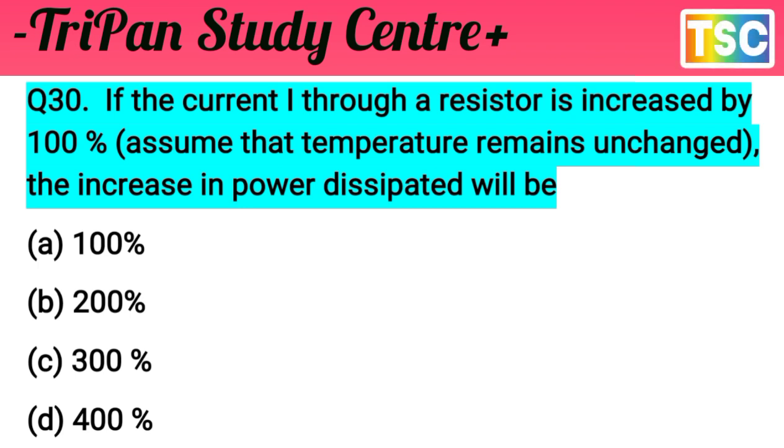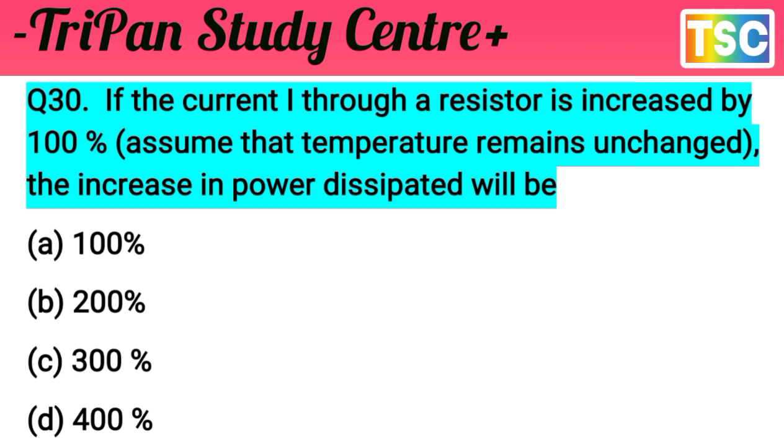The question is clear. If the current I through a resistor is increased by 100%, assume that the temperature remains unchanged. The increase in power dissipated will be. The answer is clear here: there is a 100% increase in current, so the power increases 3 times. It means option C is correct. Option C, 300%.